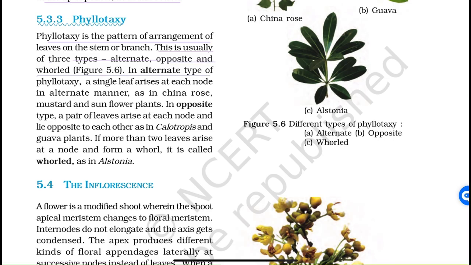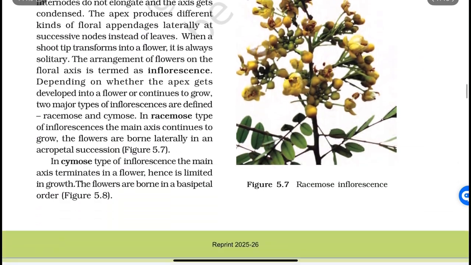In alternate type of phyllotaxy, a single leaf arises at each node in alternate manner, as in China rose, mustard, and sunflower plants. In opposite type, a pair of leaves arise at each node and lie opposite to each other, as in calotropis and guava plants. If more than two leaves arise at a node and form a whorl, it is called whorled, as in Alstonia.